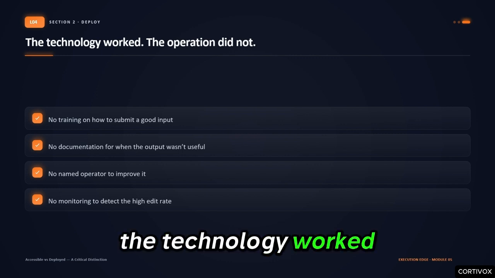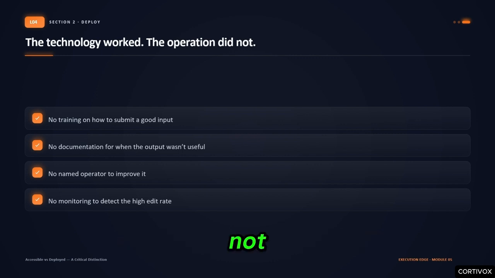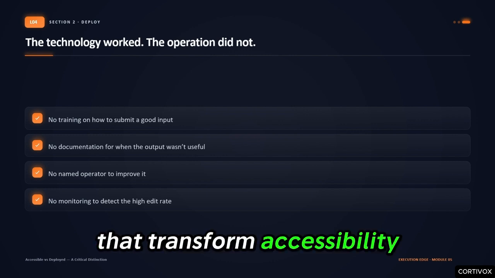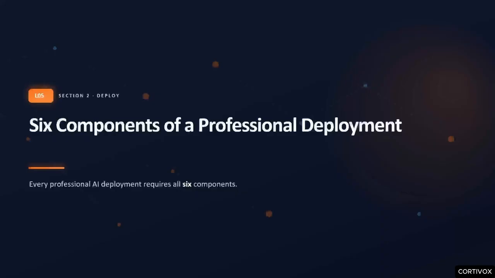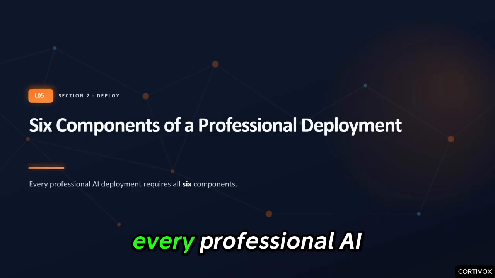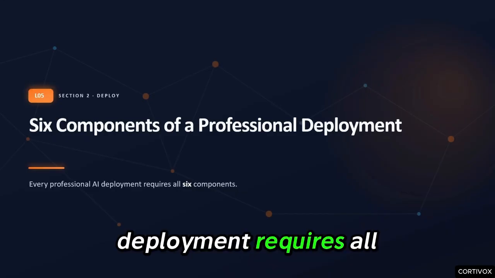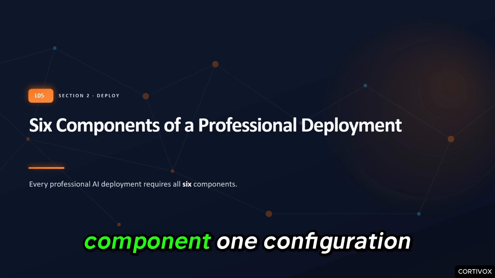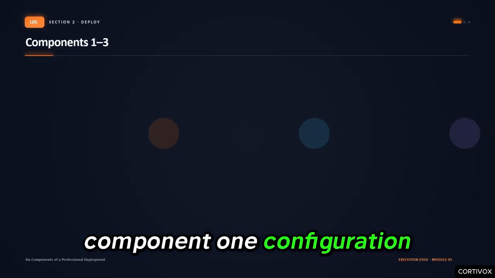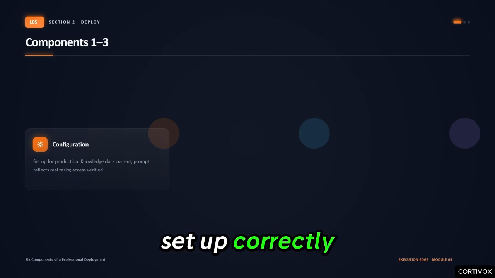The technology worked, the operation did not. In the next lecture, I cover the 6 components that transform accessibility into deployment. 6 components. Every professional AI deployment requires all 6. Component 1, configuration. The system is set up correctly for its production environment.